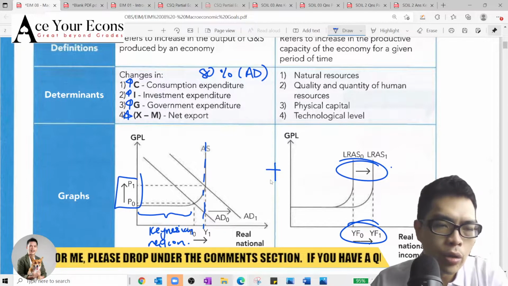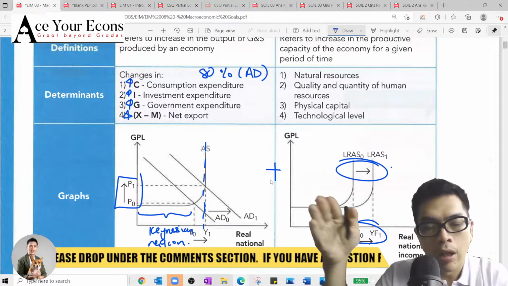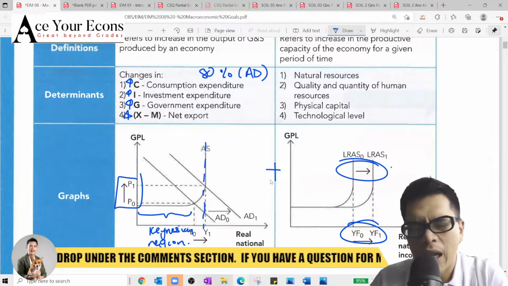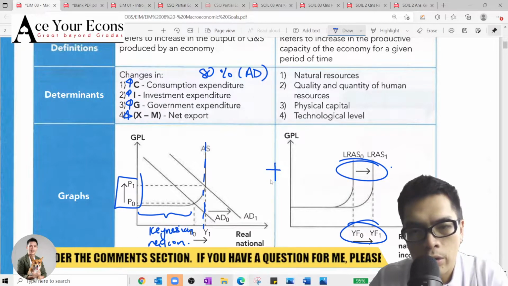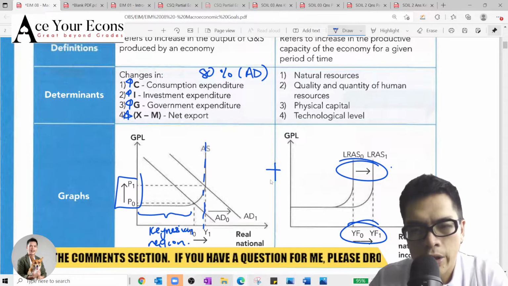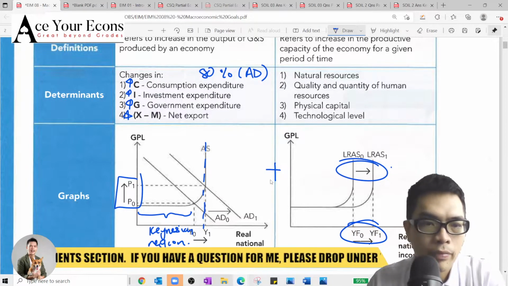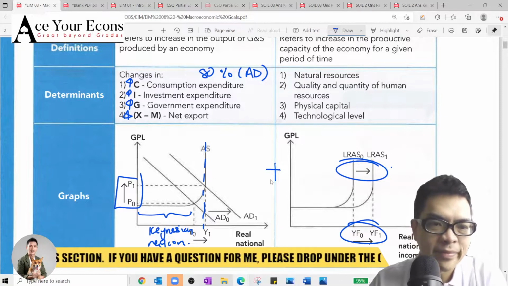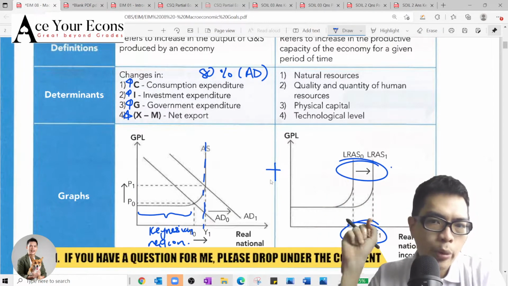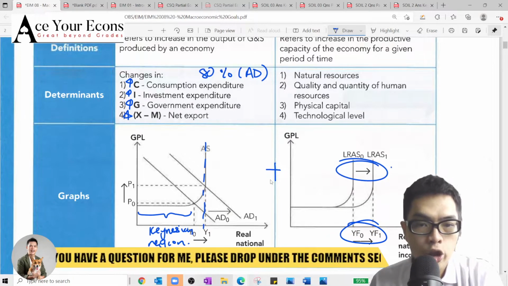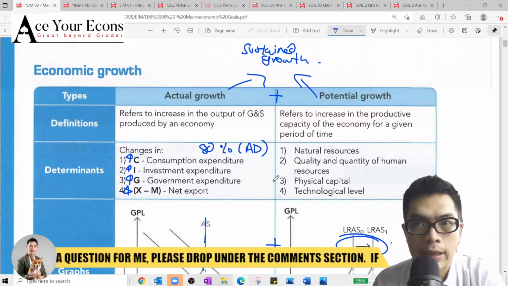Although there may be an initial increase in your price level, depending on how you draw your AD, if you include the potential growth, then the increase in the production capacity will alleviate the supply side bottleneck. Then your price level will go down. So in a nutshell, if you forget what I'm saying, always bring in these two, AG and PG, together when the question requires sustained growth. Clear?